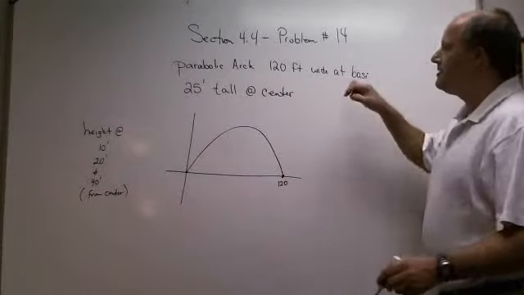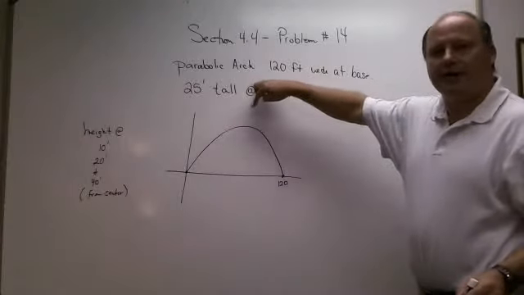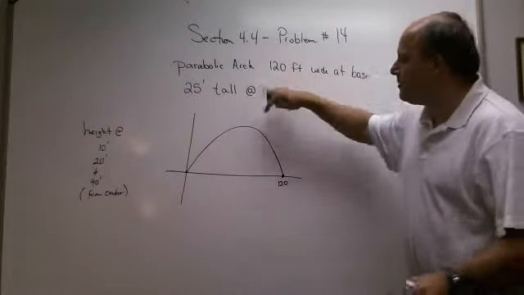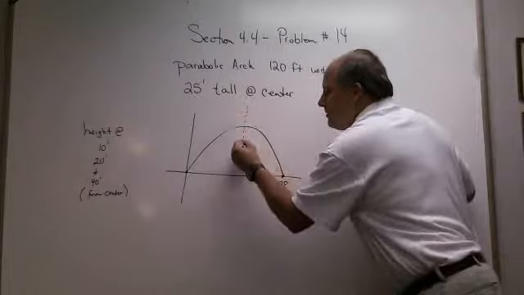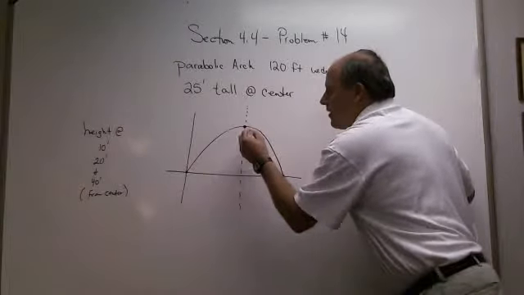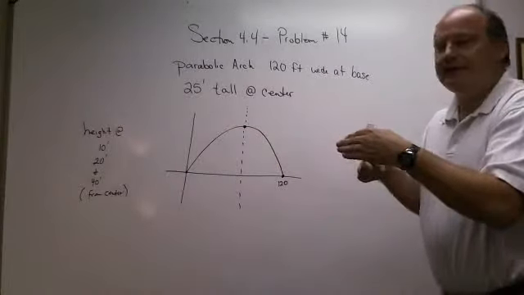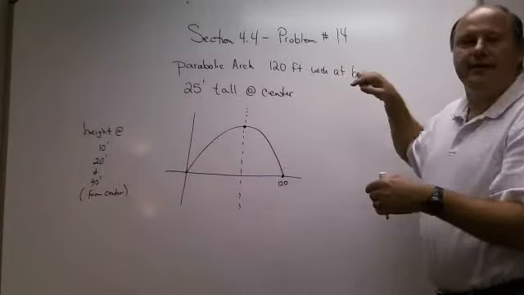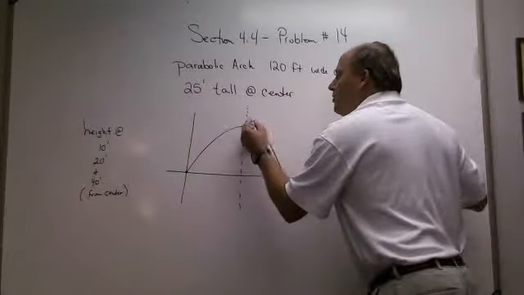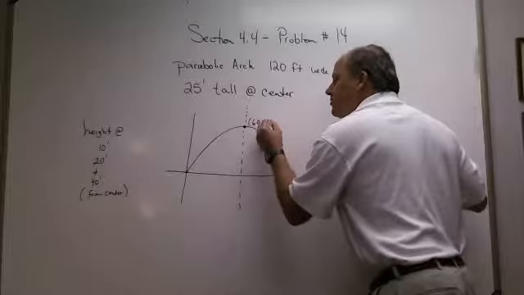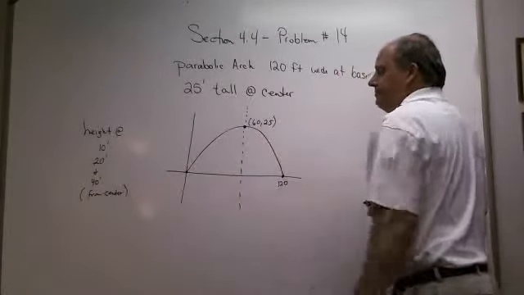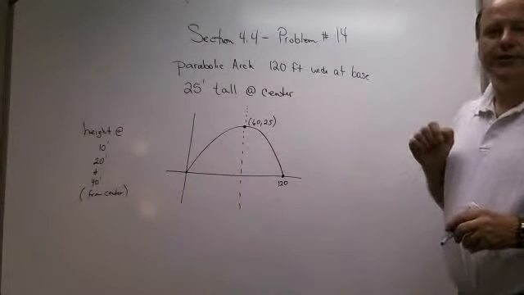If you put this together, you can figure out what the high point is on this rectangular coordinate system. The vertex is going to be right in the middle, which is 60 feet from either end, and it's 25 feet tall. So this point right here will be (60, 25). That's where the vertex is going to be.